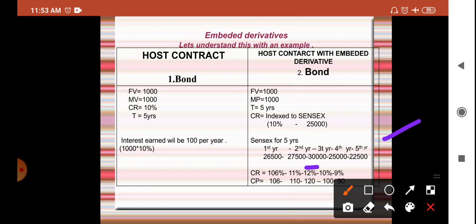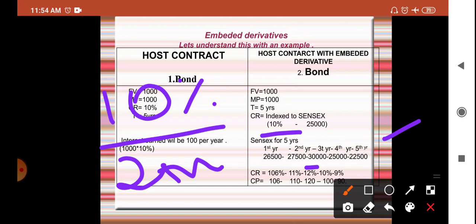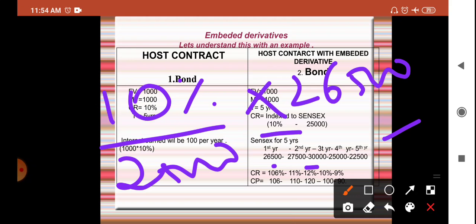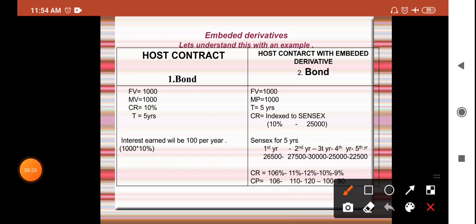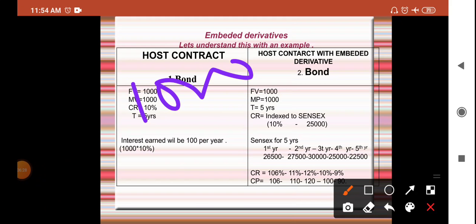In order to calculate the interest, first of all, 10% divided by 25,000 into 26,500. That is, if 25,000 gives 10%, then what percentage does 26,500 give, by cross multiplication. If we calculate like this, we get 106%. So 1000 into 106% will be 106. The coupon will be 106 in the first year.